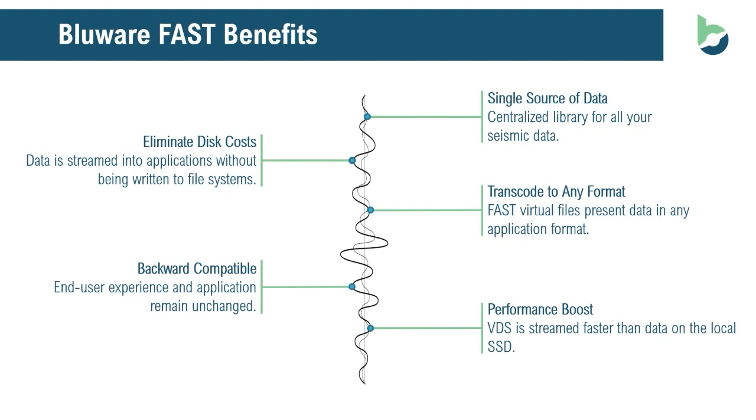So the benefits of FAST are it enables you to create a single source of data and centralize your library in one place on low-cost object store. It eliminates the disk cost of having to copy data out of object store onto file systems, instead streaming the data directly into applications without it being written to disk. The transcoders allow support for any format, as I mentioned: ZGY, PaleoScan, SEG-Y, SEP, and other transcoders can be implemented through a plugin architecture.